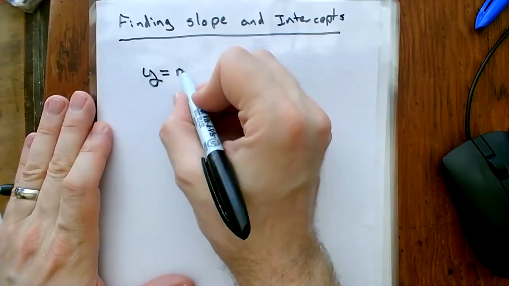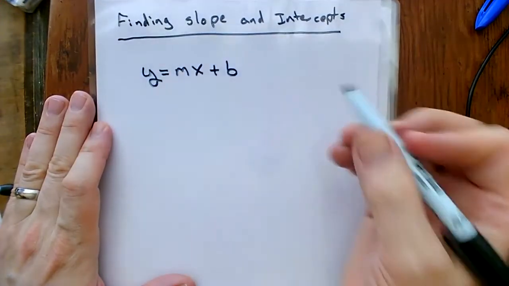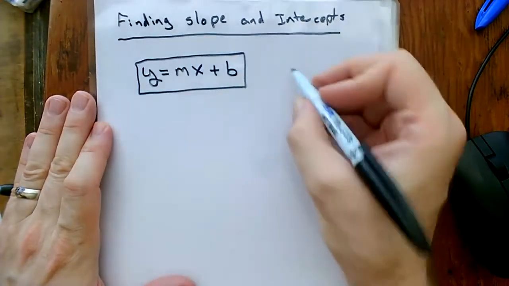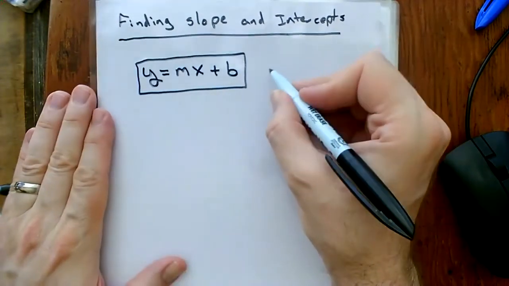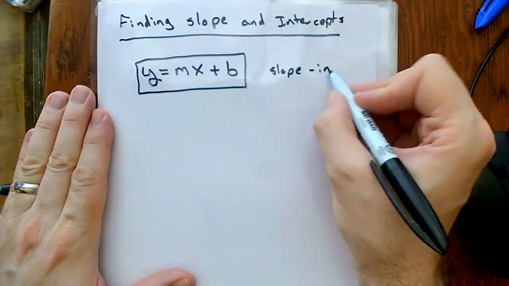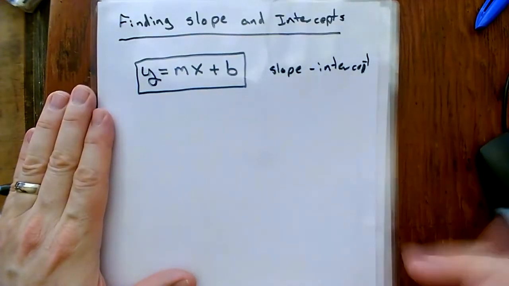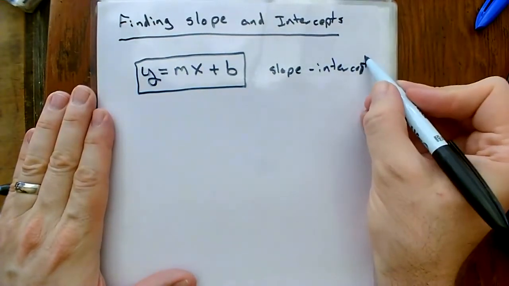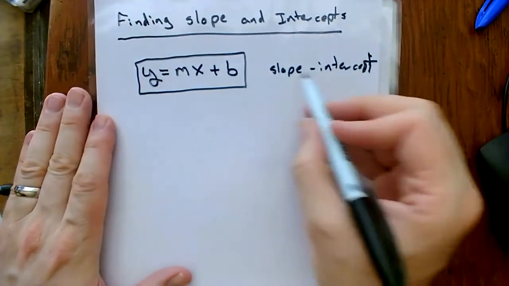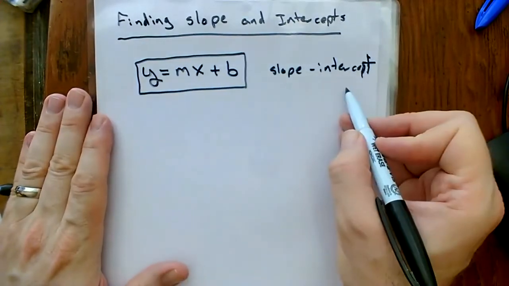y = mx + b. This equation is called the slope-intercept form of a line. This is one of three different equations that are really helpful whenever we're dealing with lines. I've already discussed one of the other ones.